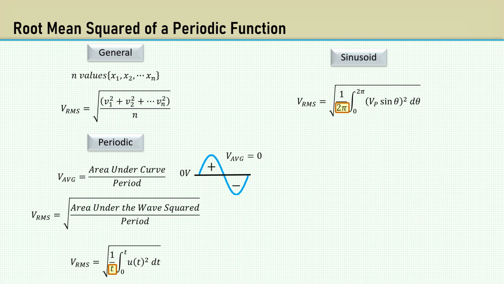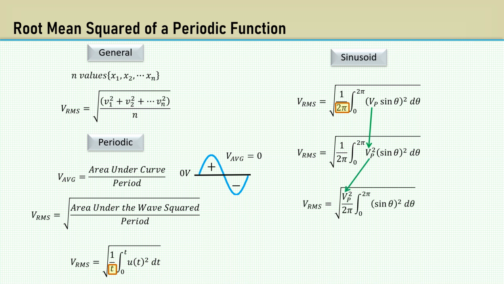Before we go do the integral, we can do a lot to simplify this expression. We will make Vp its own squared term. Since it's a constant, we can move it out in front of the integral and then move it out of the radical.